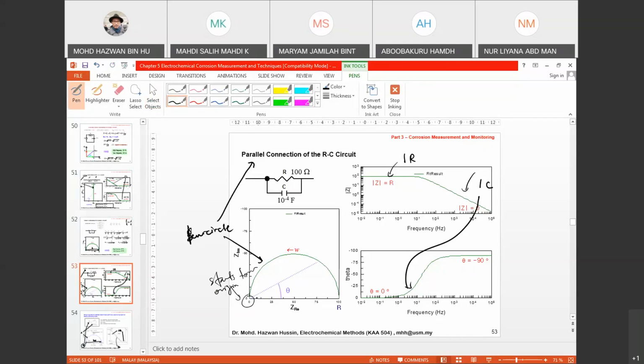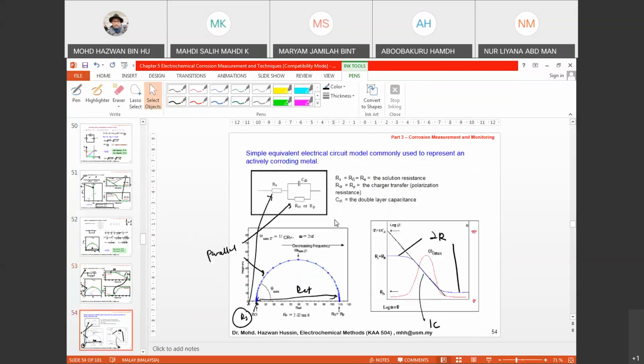So when it starts from the origin, it tells you that you don't have any resistance of solution. It's just one type of resistance. Okay? And that is why I think the RC system is being put parallel to each other. All right. A simple equivalent electrical circuit model is commonly used to represent actively corroding metals. This is what I've told you earlier.